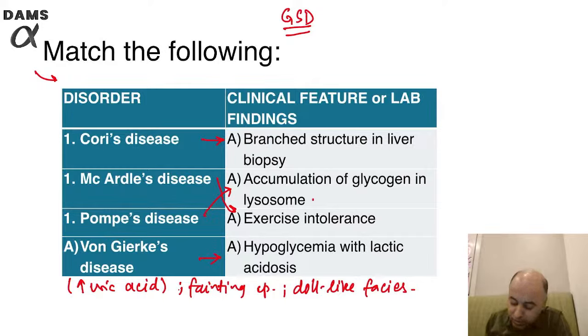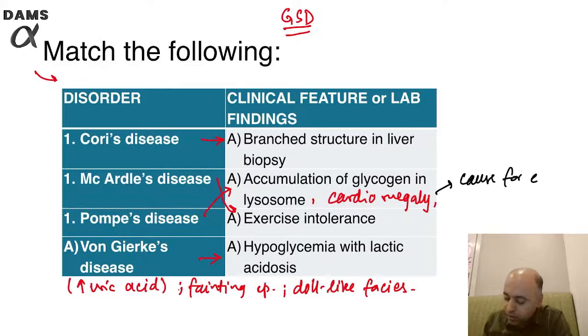Similarly, in Pompe's disease, along with exercise intolerance and accumulation of glycogen in lysosome, what you have to look out for is cardiomegaly. It is one of the characteristic and important features because cardiomegaly is ultimately going to be the cause of early death in these patients. Cardiomegaly is the cause of early death. So you have to keep that in mind. In McArdle's, there is exercise intolerance and enlargement is limited to the muscles.